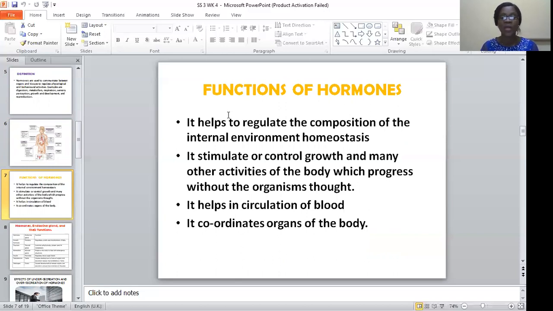First, it helps to regulate the composition of the internal environment, the one we refer to as homeostasis. That is the activities that take place in the internal environment of the body system. It also helps to stimulate or control growth and many other activities of the body, which progress without the organism's thought. That is, the hormones present in our body, especially the ones that are helpful in the time of growth and development, have progressive steps in which they work. And as they are working, most of the organisms in our body, we don't even know.